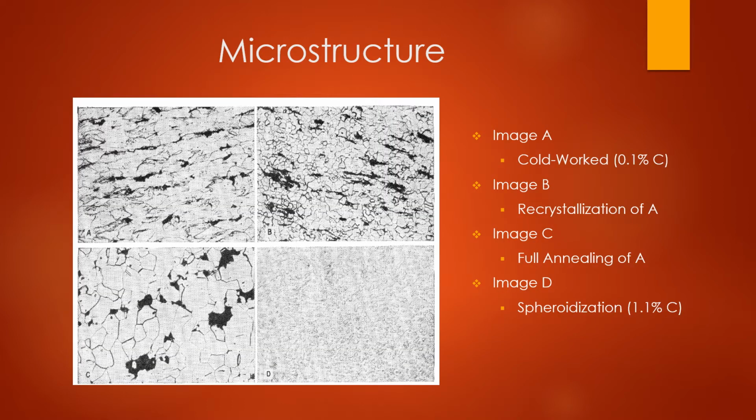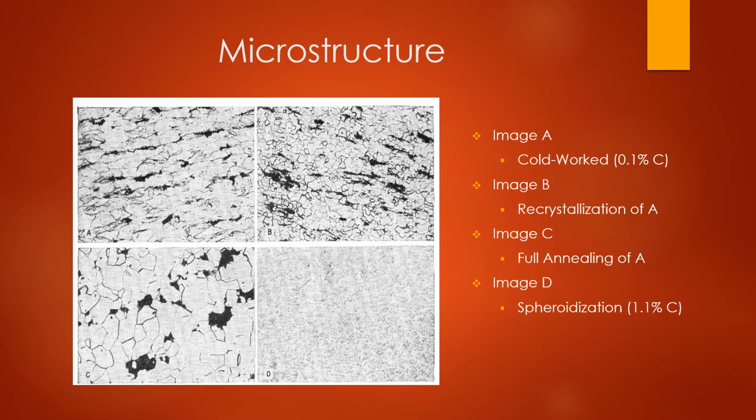We can look at the effects of annealing in terms of a pre-cold work steel, which is in image A. The dark spots are pearlite and the white spots are ferrite. And when this steel undergoes process annealing, we can look at B, and it shows how the elongated ferrite grains from the cold work become strain-free grains.